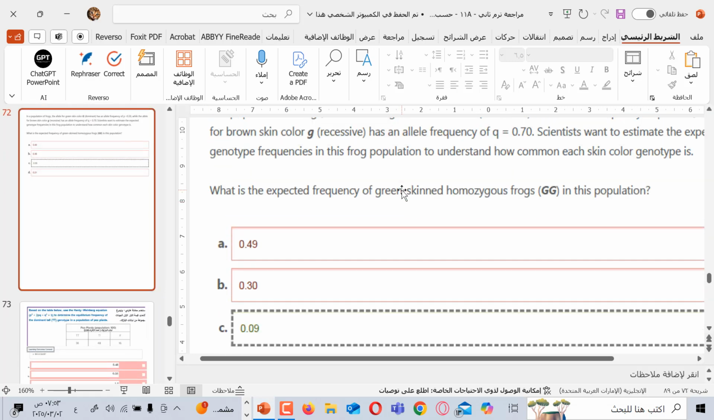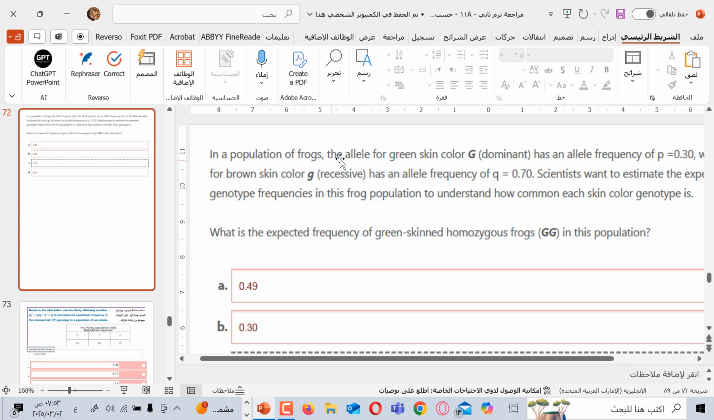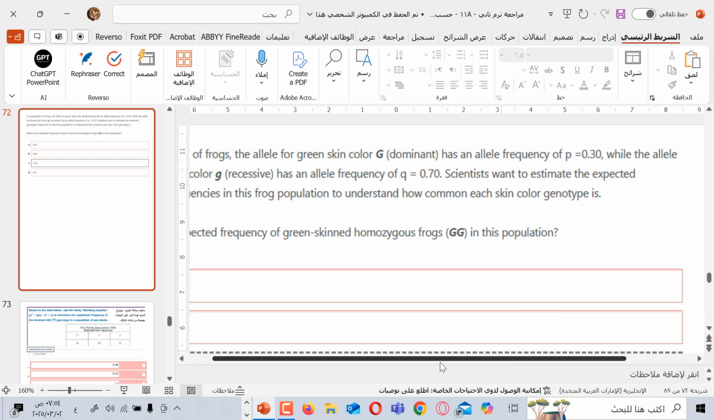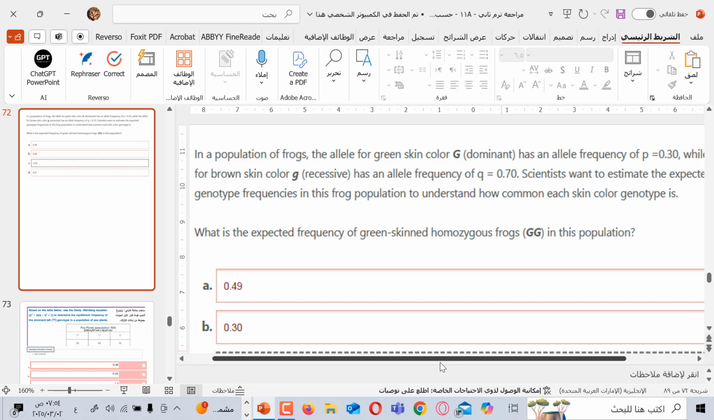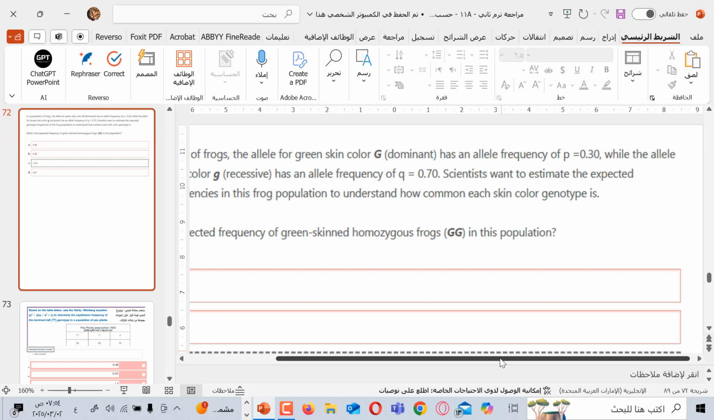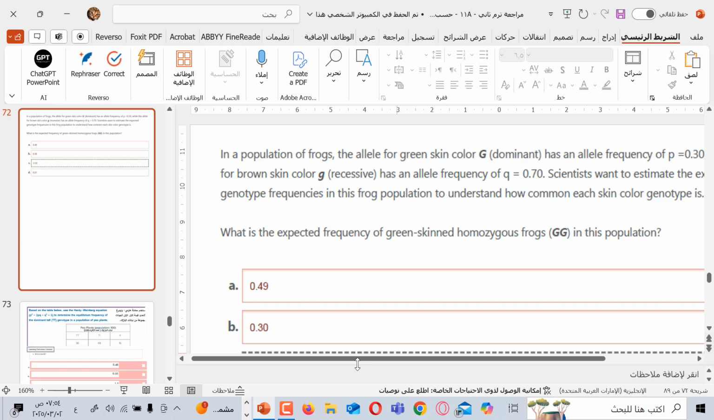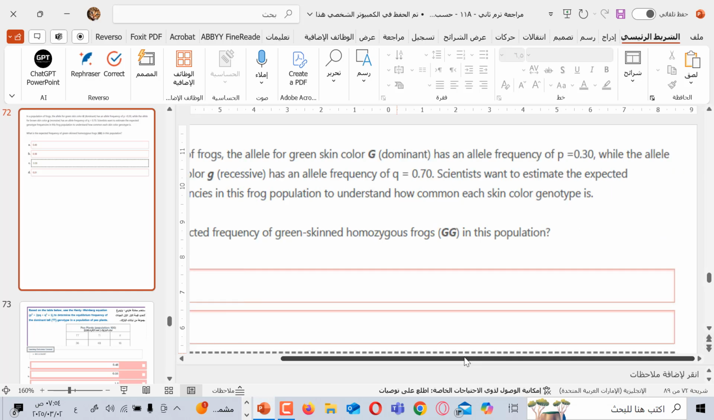Another Hardy-Weinberg question. In a population of frogs, the allele for green skin, G capital, has an allele frequency of 0.3, while the allele for brown skin color, g small recessive, has an allele frequency of 0.7. A scientist wants to estimate the expected genotype frequencies in this frog population to understand how common each skin color genotype is.